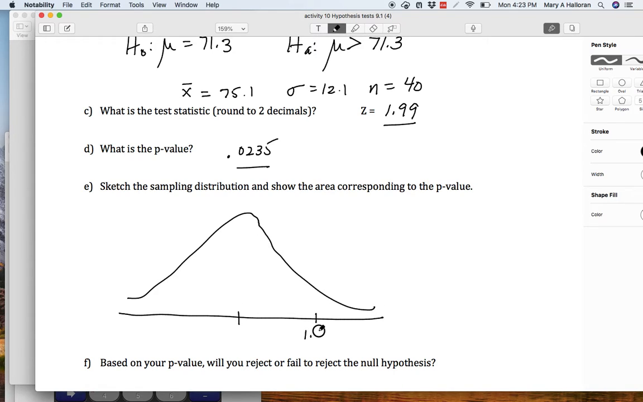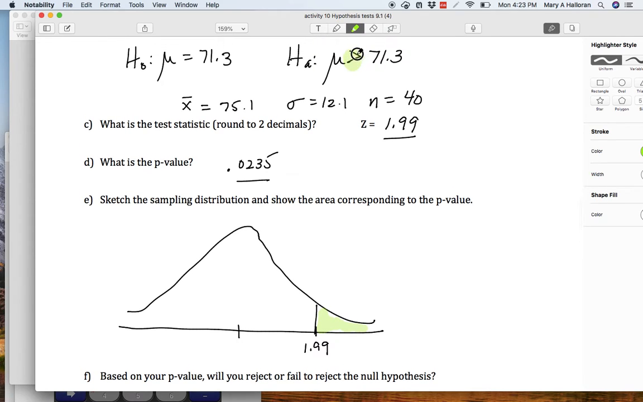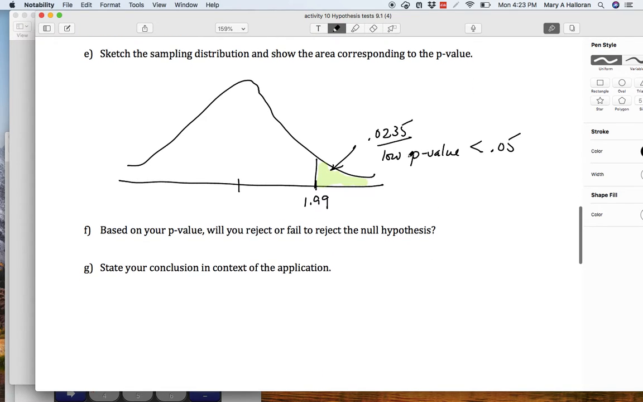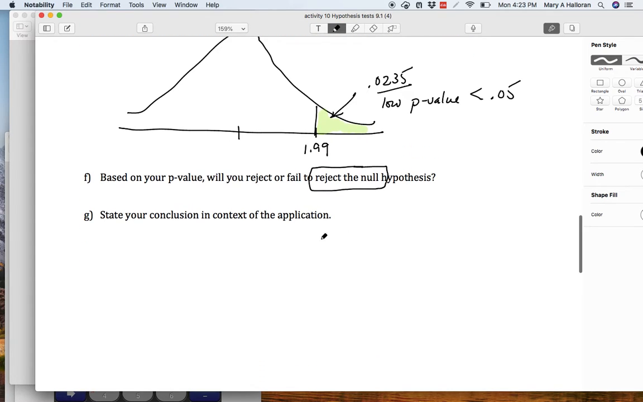So my test statistic is 1.99. So the shaded region is this because my alternative is greater than. So I'm using the right tail. So this area is 0.0235. That is a low p-value. This is less than our significance level of 0.05. Since it's a low p-value, we are going to reject the null. Our null is very unlikely. So we have evidence for our alternative.